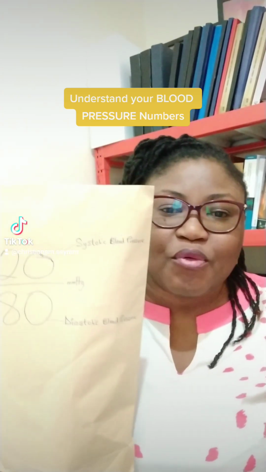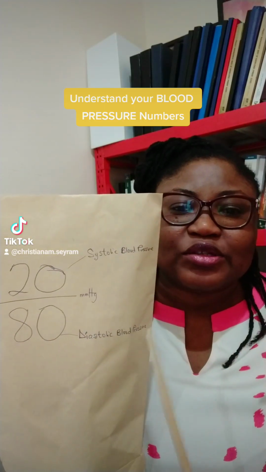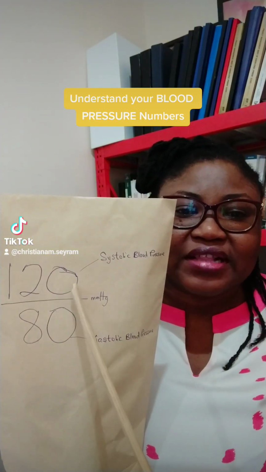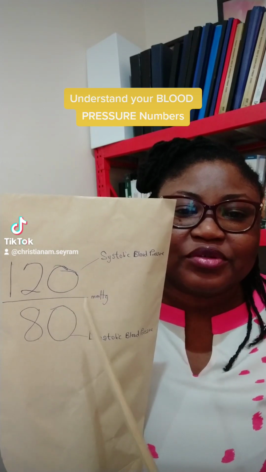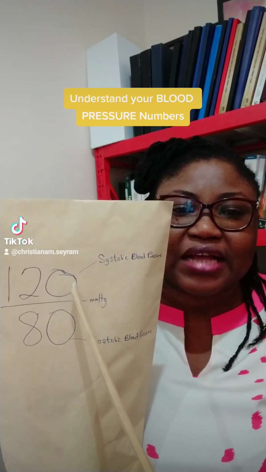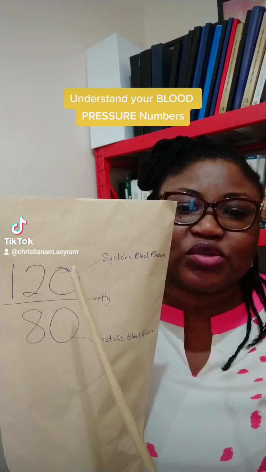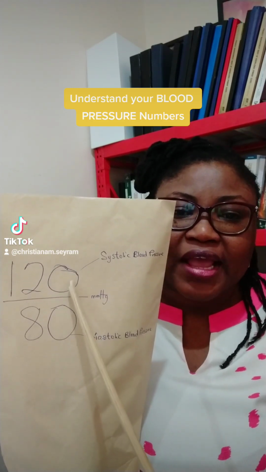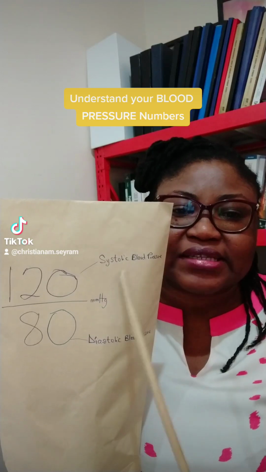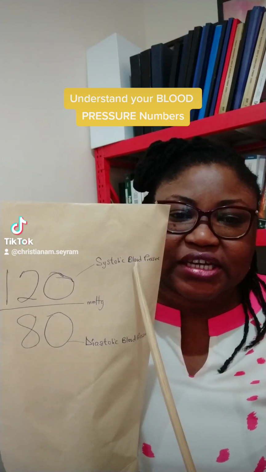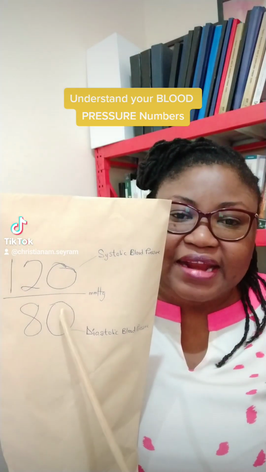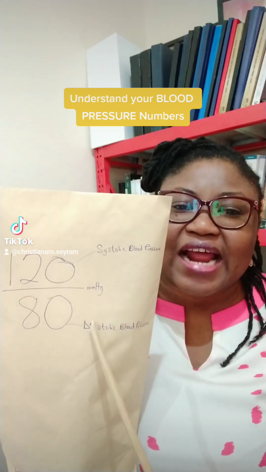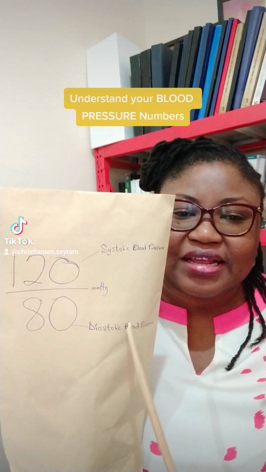There is a top one. That's the first number. For example, let's assume that you checked your blood pressure and it's 120/80. So this is the top number, and the top number is known as your systolic blood pressure. Then there is a second number, which is the down number, and this is known as the diastolic blood pressure.